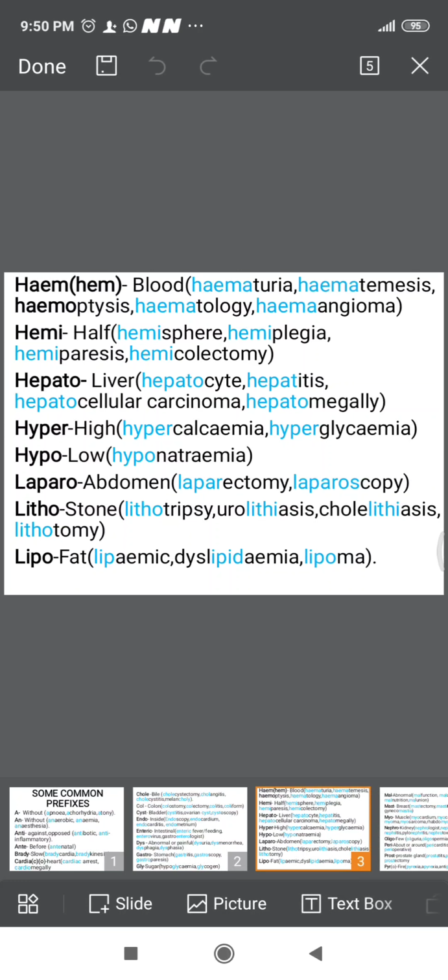Another prefix we have here now is hyper, which means high. Example, we have hyperglycemia, that is high sugar in the blood. We have another prefix, hypo, which is low. Hypocalcemia, hypokalemia, that is low calcium, low potassium in the blood.